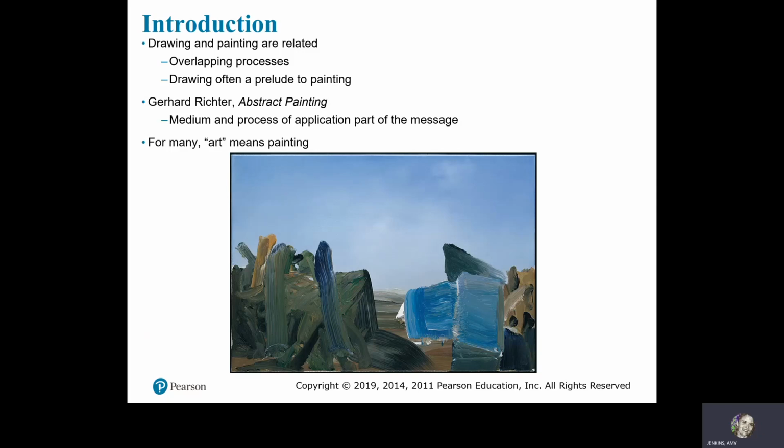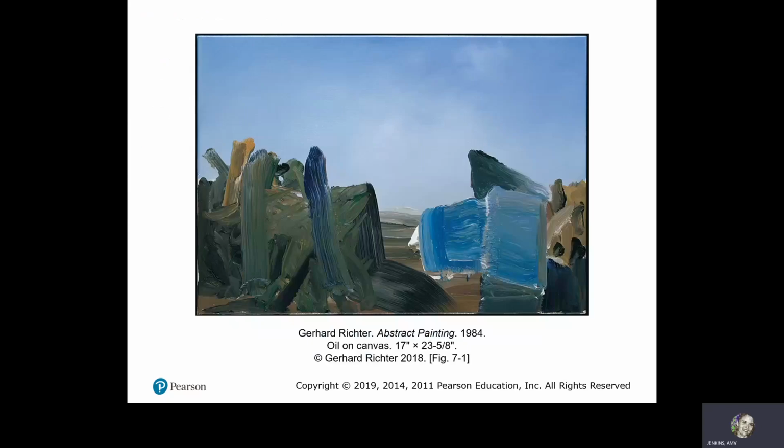Introduction. Drawing and painting are related. They have overlapping processes, and drawing is often a prelude to a painting. This is Gerhard Richter's abstract painting. Medium and process of application is part of the message. For many, art means painting.